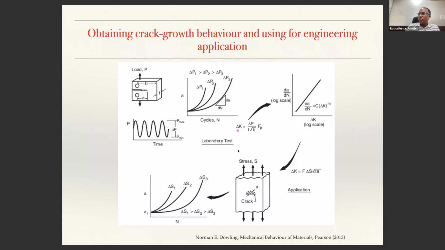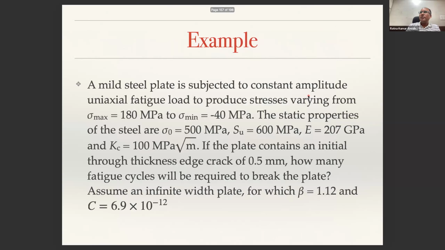That is, you do the laboratory test and generate this curve, and then from the actual application you calculate delta K, and from that delta K you look at it and then find out what is dA by dN. That means crack growth rate. Okay, so let's look at this particular problem.